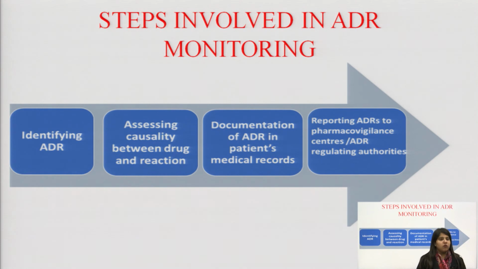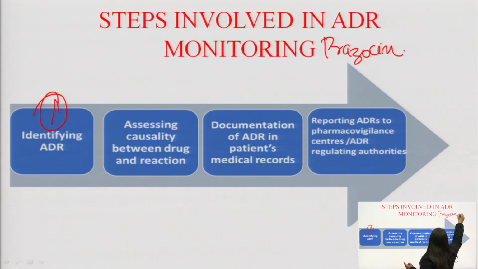Now, moving on to the various steps that are involved in ADR monitoring. The first and foremost step is to identify the ADR. So, how do we identify the ADR? Again, there is a whole process for identifying the ADR. Now, let us take an example, a case study. For example, a patient comes into the hospital. As we have talked in last classes, prazosin is known for causing postural hypotension.